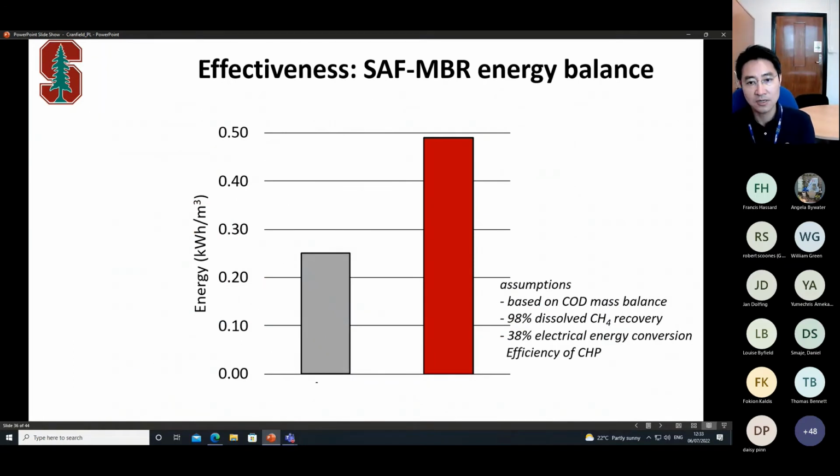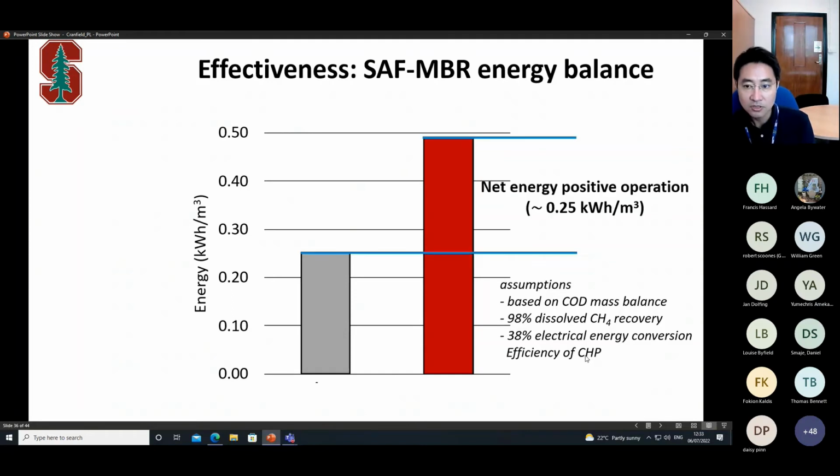Okay, so I also want to share with you about the energy balance. Chu Huan also did quite a lot of energy balance work on the systems. He found out, based on the COD mass balance and some assumptions, 98% of dissolved methane recovery and about 40% electrical energy conversion from CHP, that net energy positive is possible through this SAF-MBR with the GAC in there. So this is quite encouraging in the sense that we are looking at.